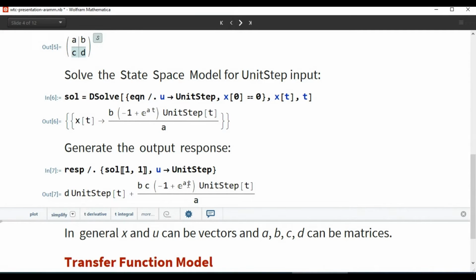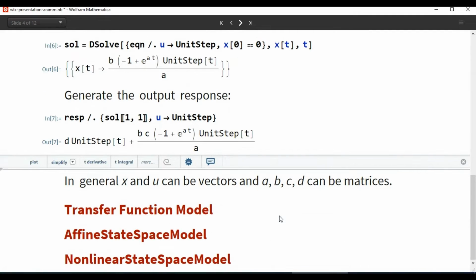Of course, this is a very simple state space model, but in general, x and u can be vectors, and the coefficients A, B, C, D can be matrices, and in that case, we can get a more complicated state space model with multiple inputs and multiple outputs. The other linear model is the transfer function model.